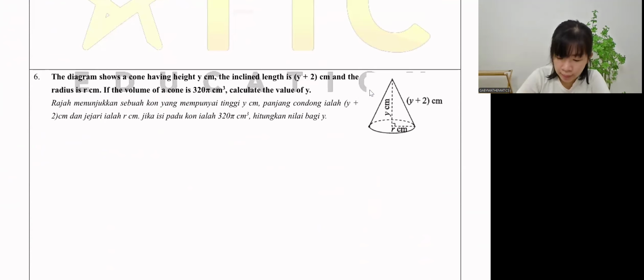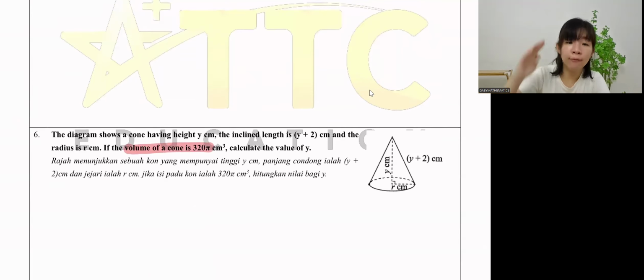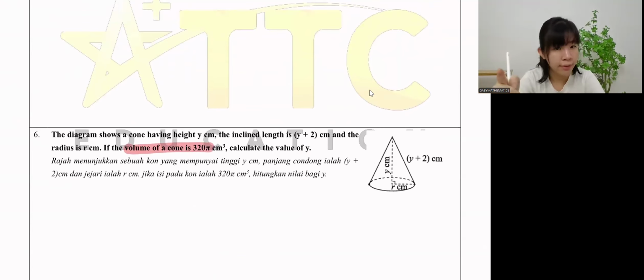Okay, now we need to form equation. Okay, we have to find y, we need to form equation. What equation we need to form? Depends on what information given. Okay, they give us volume of the cone is 320 pi. Definitely we need volume of a cone. Still remember the formula?